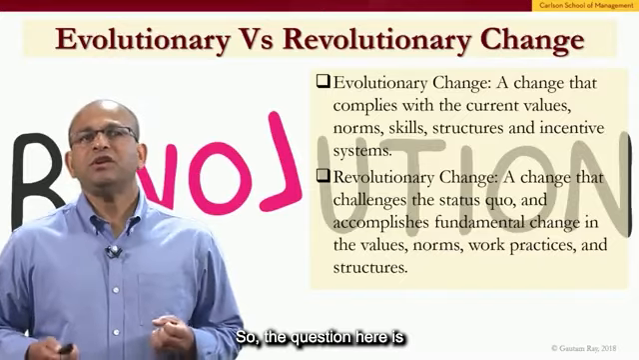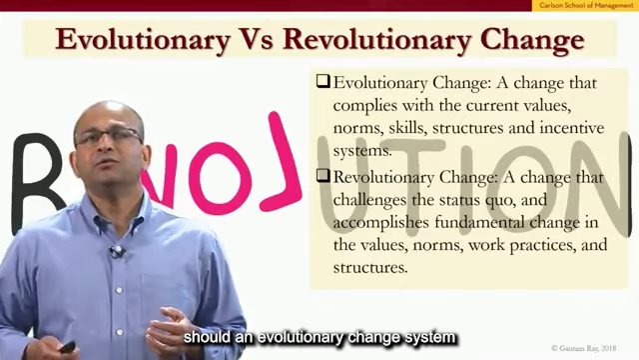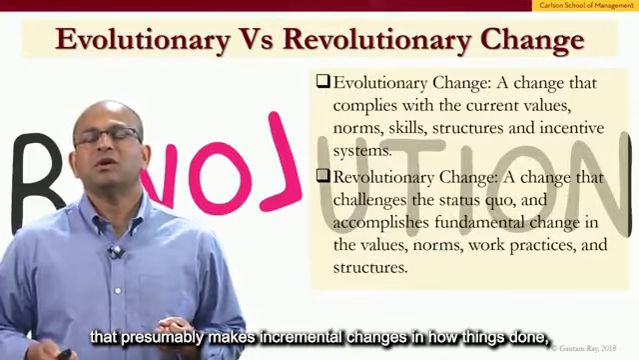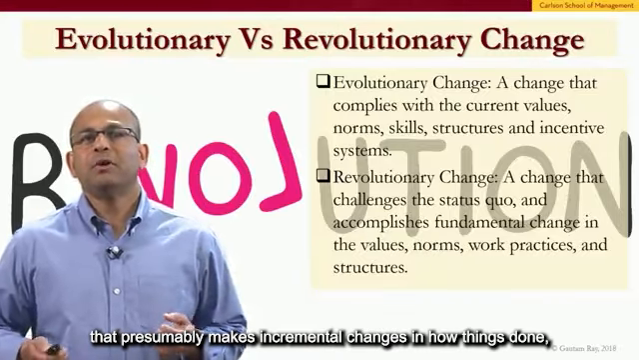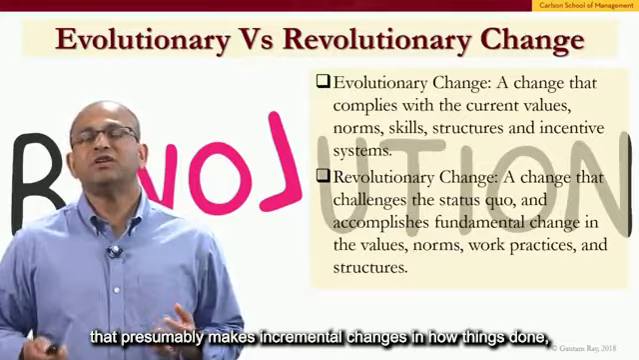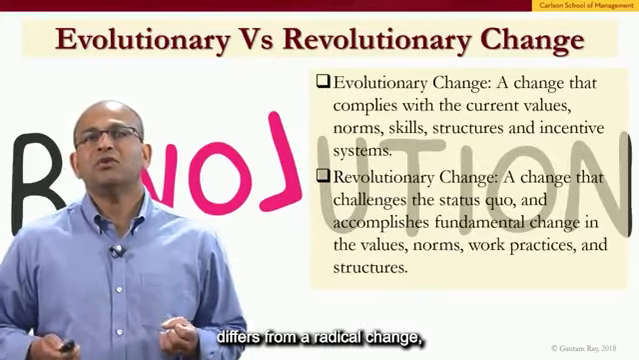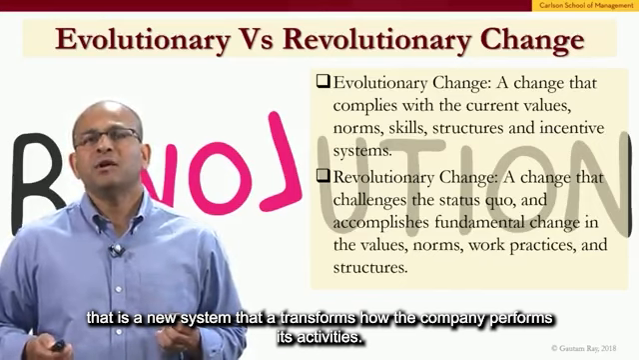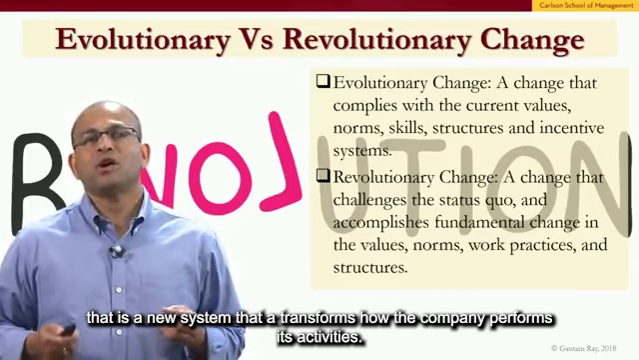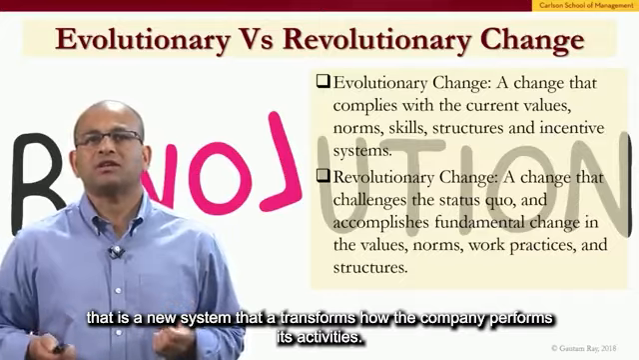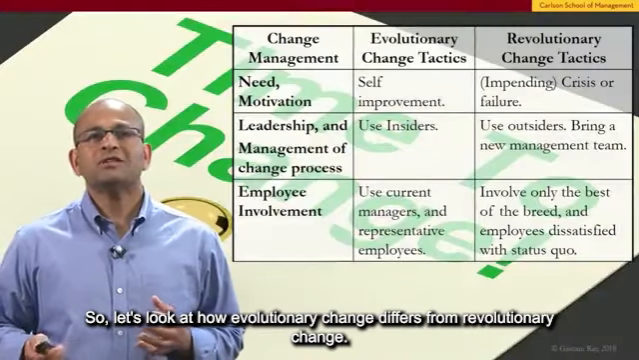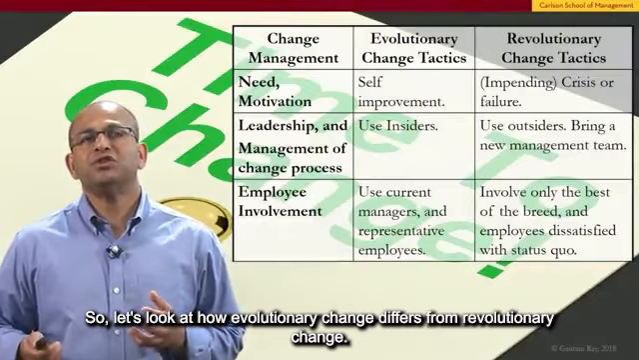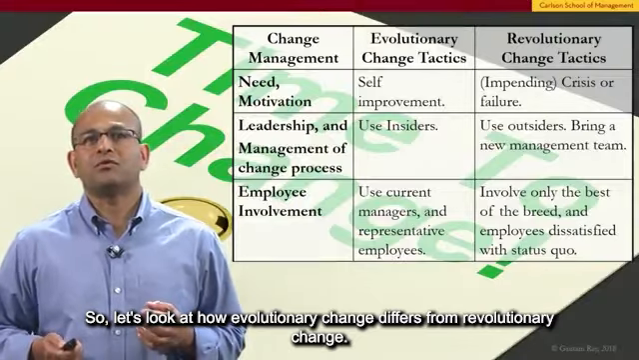So the question here is, how does an evolutionary change system, that presumably makes incremental changes in how things are done, differ from a radical change, that is, a new system that transforms how the company performs its activities? Let's look at how evolutionary change differs from revolutionary change.